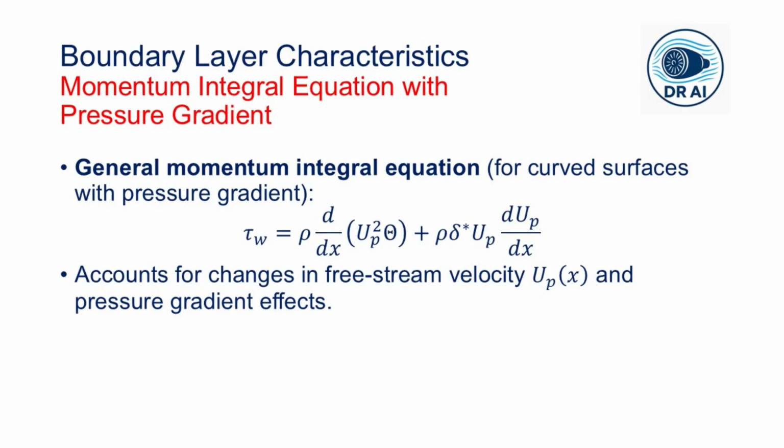Then the pressure gradients dramatically affect the boundary layers also. Adverse pressure gradients cause separation. And lastly, we discussed that turbulent boundary layers resist separation better than laminar ones.